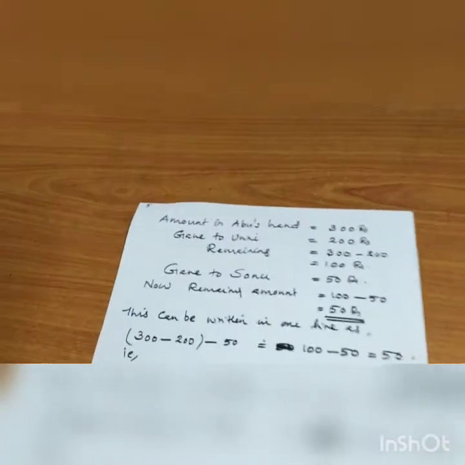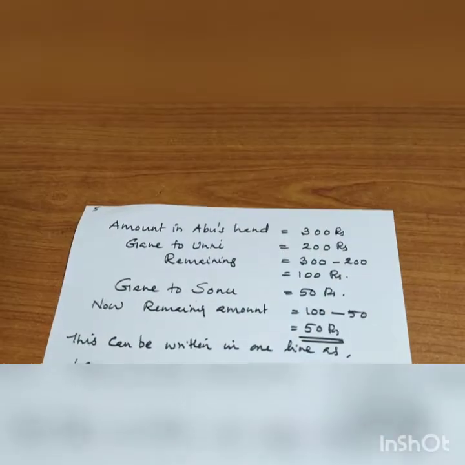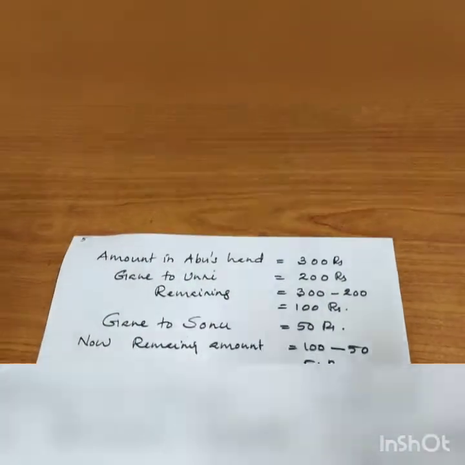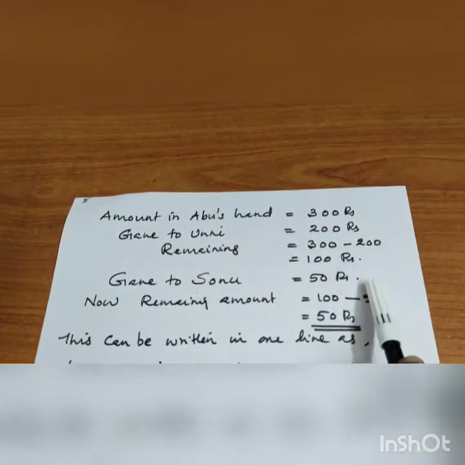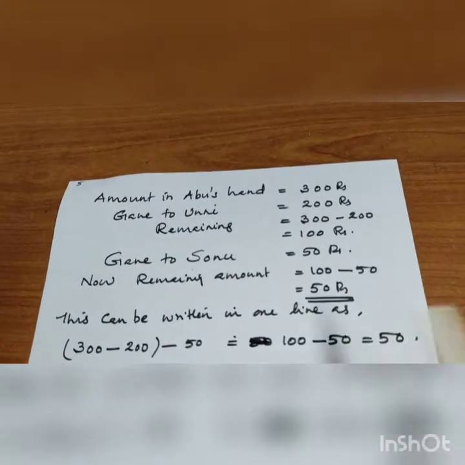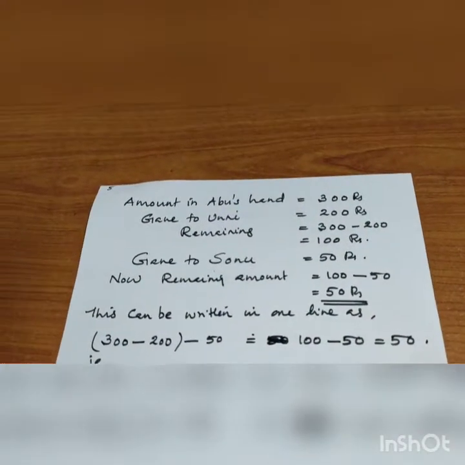The amount in Abu's hand is 300 rupees. He gave 200 to Unni. Therefore, the remaining is 300 minus 200, it is 100 rupees. He gave 50 rupees to Sonu. Then what is remaining? 100 minus 50, that is 50 rupees.